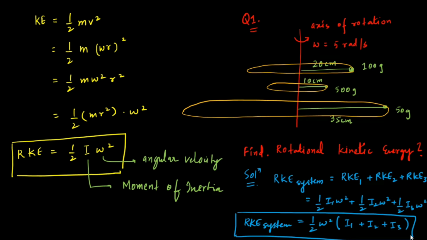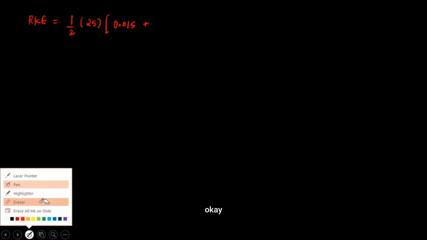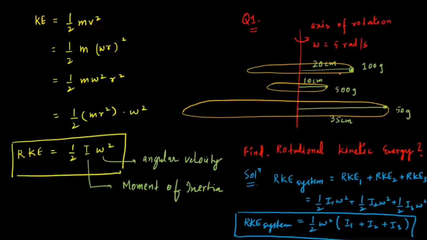We got 0.19 joules. So first of all, tell me what you got for omega square, and the total inertia. Omega square is 25, since 5 square is 25, and then 0.015. The whole thing would be 0.015125. So for the first one, it is going to be 0.2 square times 0.1.